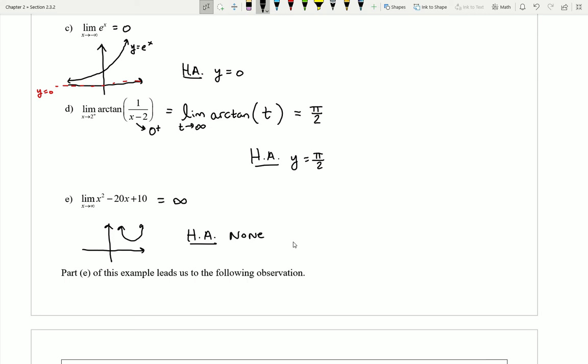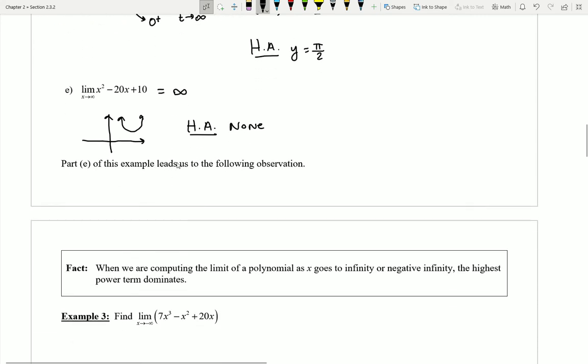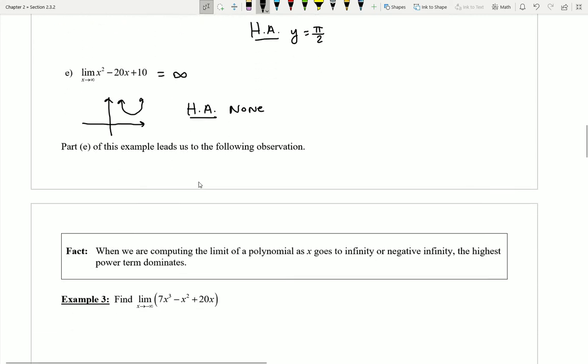Well, in the last video, we went all the way through example number 2 and dealt with a lot of questions that had x approaching negative or positive infinity. And at this very last example, we came across what we would call a polynomial function. Specifically here, it was a quadratic function. And we saw that we had a limit that went towards infinity. Now, this particular example can lead us to an important observation.